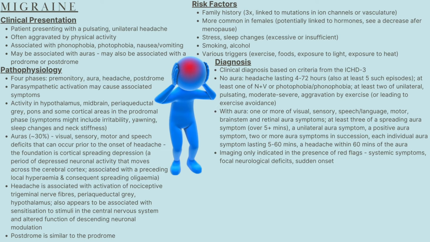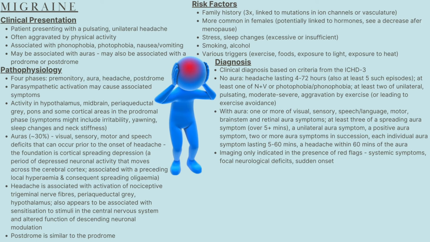Migraine is a clinical diagnosis based on the criteria from the ICHD-3, ICHD being the International Classification of Headache Disorders. The diagnostic criteria are split into migraine without aura and migraine with aura. If there is no aura, a diagnosis of migraine requires a headache lasting 4 to 72 hours, at least one of the following: nausea and vomiting, photophobia, and phonophobia. They are also required to have at least 2 of the following here: a unilateral headache, a pulsating headache, a headache that is moderate to severe, and aggravation by exercise or exercise avoidance. The patient is required to have had at least 5 episodes that fit these criteria.